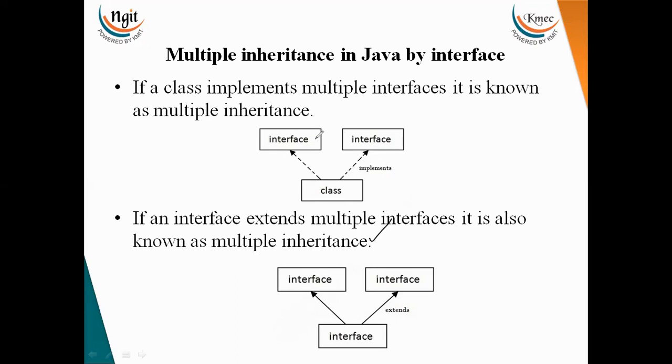So here you can see in the diagram, I'm taking two interfaces. Let us assume this is interface 1, this is interface 2. Two interfaces are implemented by a class. So this is one scenario where we can achieve multiple inheritance. The other scenario is you have two interfaces, interface 1 and interface 2, and these two interfaces are extended by some other interface. So by extending two interfaces into a third interface, you can also achieve multiple inheritance.